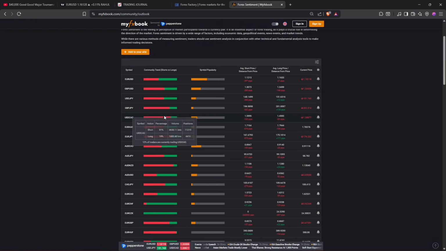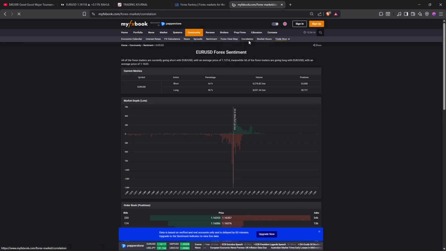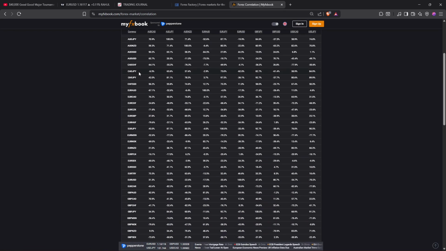Let's see GBP JPY. Okay, so maximum traders are short. Sorry, not GBP JPY, Euro USD. 56% are short. Okay, let's open this. We can go to correlation and Euro USD.